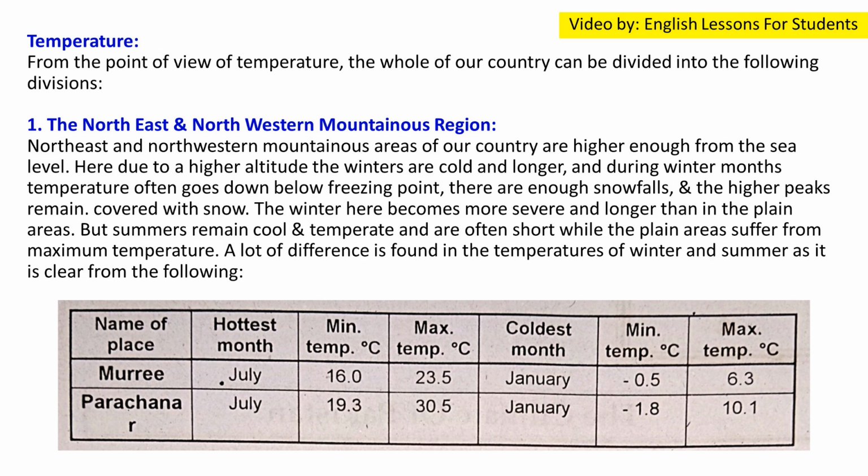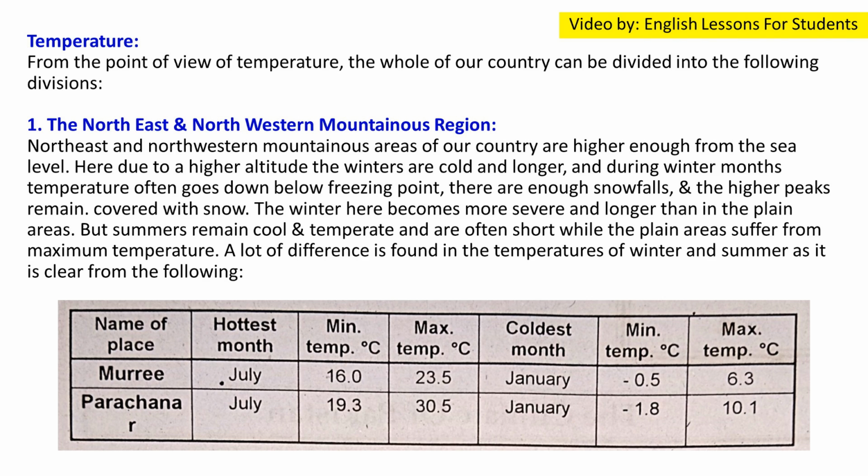From the point of view of temperature, the whole of our country can be divided into the following divisions. Number 1. The northeast and northwestern mountainous region, and we can say this is highland climatic zone.